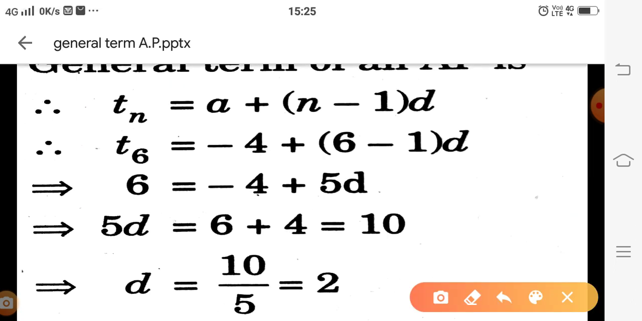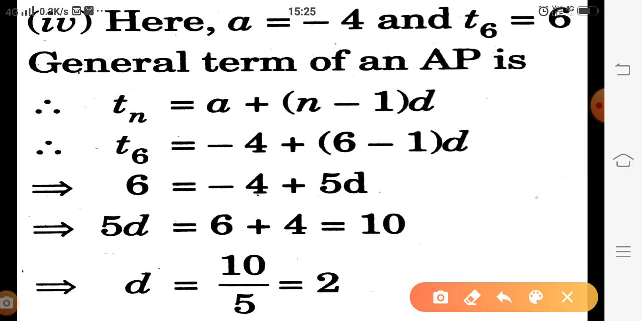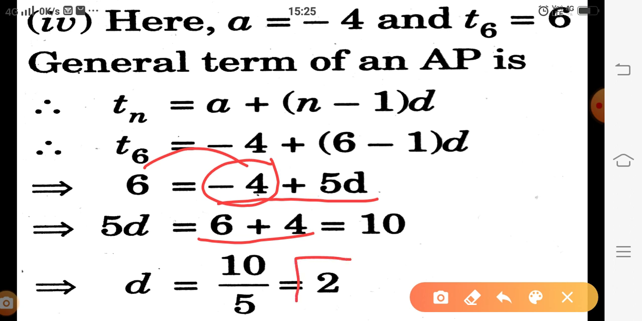Then what we are doing here, the sixth term we are getting as a plus 5d, then the value of a is minus 4. Then on solving, if you are taking minus 4 on the other side, we are getting 6 plus 4, and the value of d we are getting 2. Value of a is minus 4 and value of d is 2.